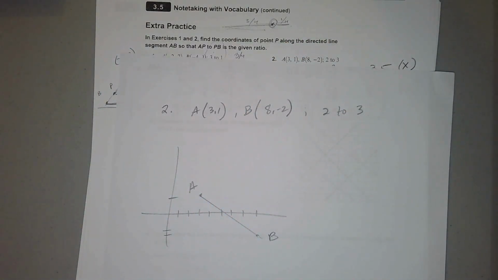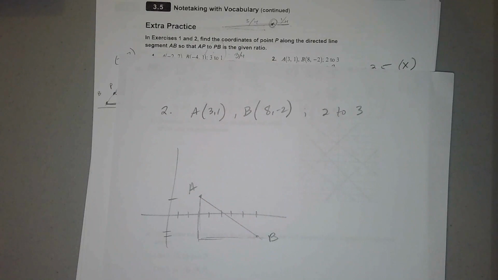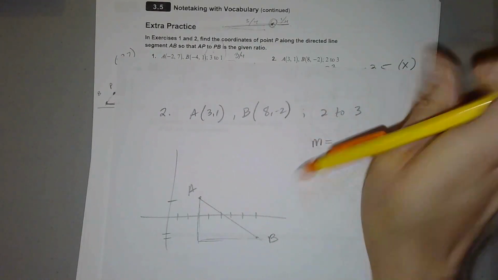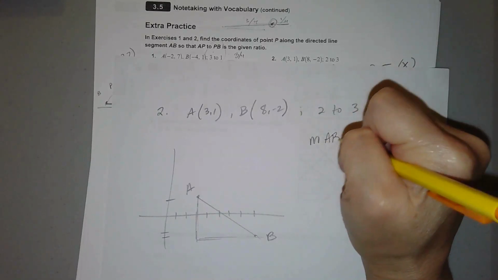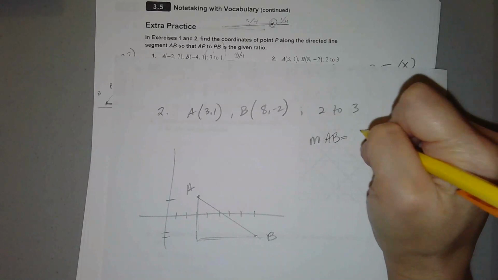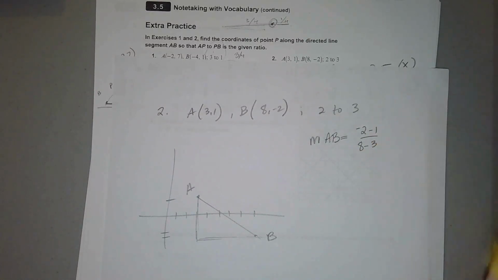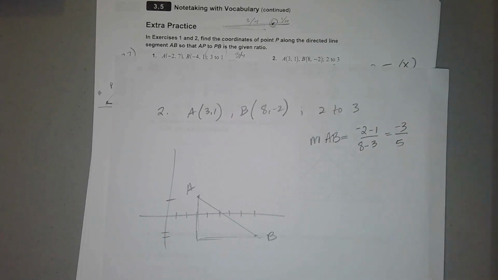All right, so I have my points graphed. The first thing, if you remember, is I'm going to figure out the slope, so I'm going to do rise over run. You can figure it out using the formula or from your graph. I'm going to use the formula just because it's easier for me. I'll label this as slope of AB: y2 minus y1 over x2 minus x1. And so I get negative 3 over 5.